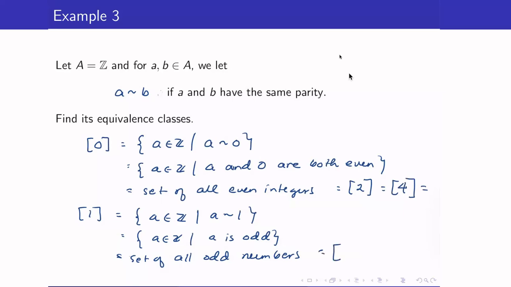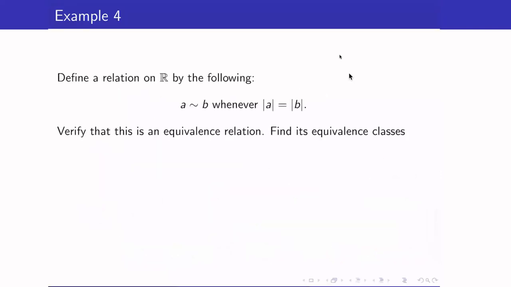And this will be the same as the equivalence class of 1, 3, and so on. Okay, so therefore, in this example, we have only 2 distinct equivalence classes. Next, let us define this relation. A will be equivalent to B whenever they have the same absolute value. Again, it is an exercise to verify that this is an equivalence relation. Let us now find its equivalence classes.